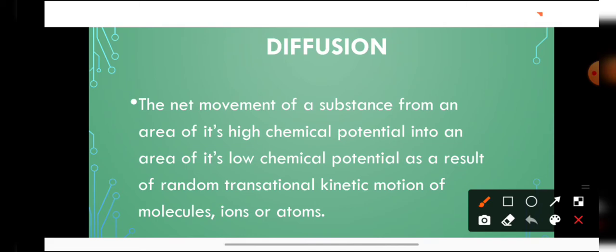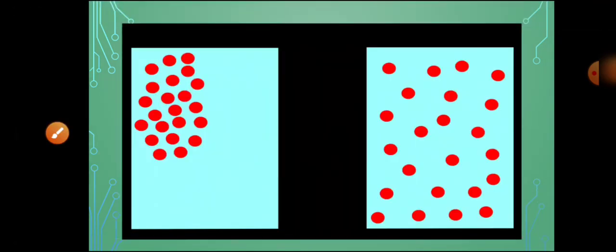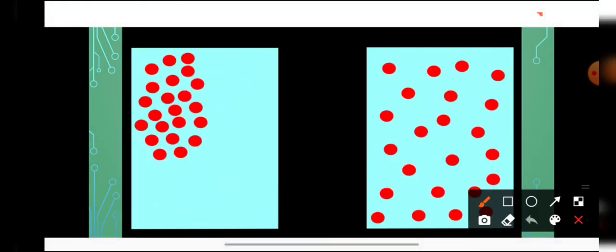So this is the definition of diffusion in terms of chemical potential, which is the amount of free energy per gram molecular weight of a substance, and free energy is that energy with which a molecule performs work. So the movement of molecules from the region of its higher concentration to the region of lower concentration until the molecules get uniformly distributed is known as diffusion.